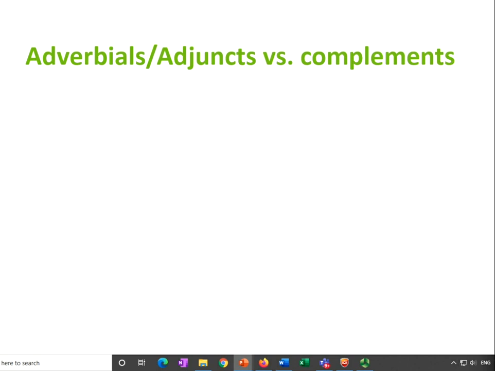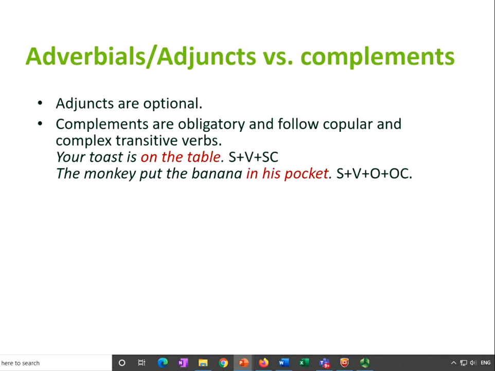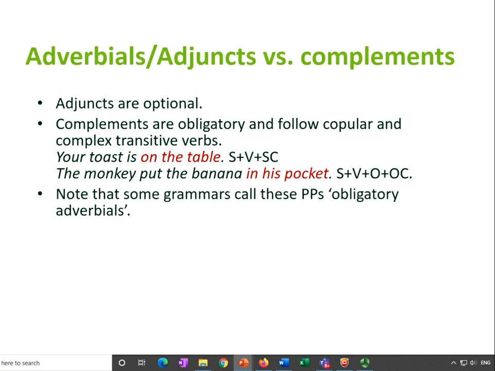Now, distinguishing between adjuncts and complements. Adjuncts are optional, but complements are not. So complements are obligatory and follow copular and complex transitive verbs. So you are, we need something more on the table, subject complement. The monkey put the banana, we need something more in his pocket, the object complement. Some grammar books call these prepositional phrases obligatory adverbials.